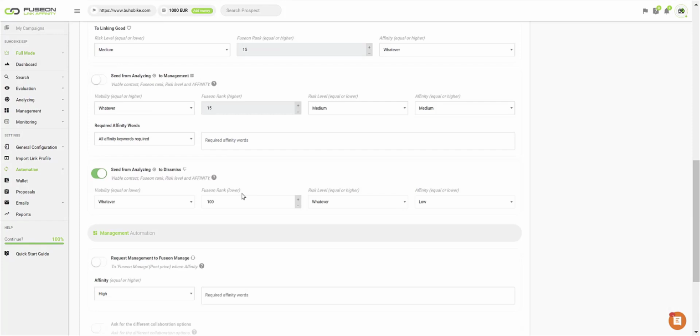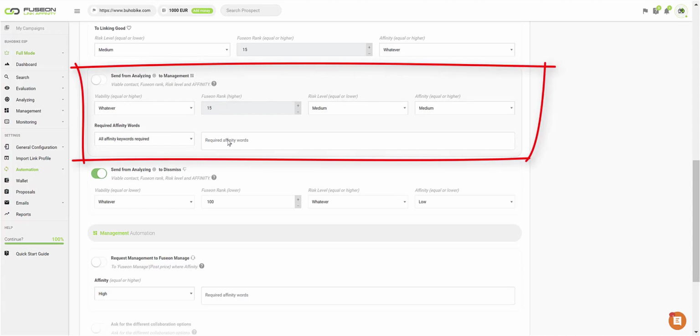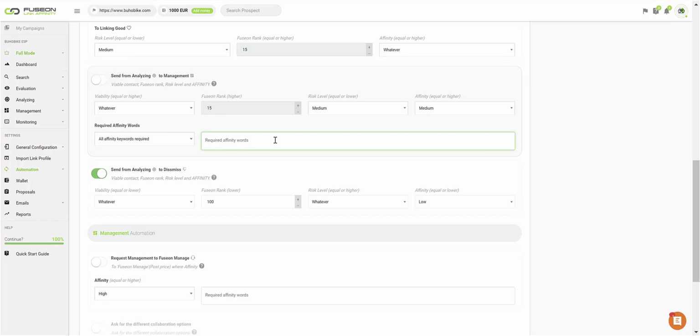Now we begin to find certain functions such as this that already depend on affinity terms. So we have waited now that we have the affinities calculated automatically. I'm going to mark it. And we're going to say move from analysis to management the sites that have the viability, I don't care, fusion rank for this project, and for the course we are talking about a minimum of 25 fusion rank, red level, which is the medium or low risk level, affinity will be medium or high. But now I'm going to tell you something.